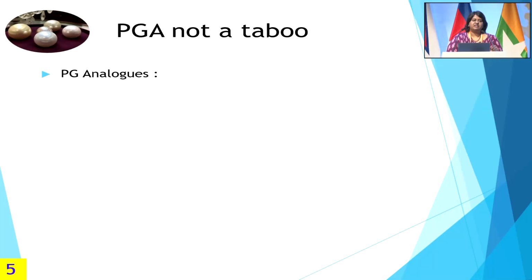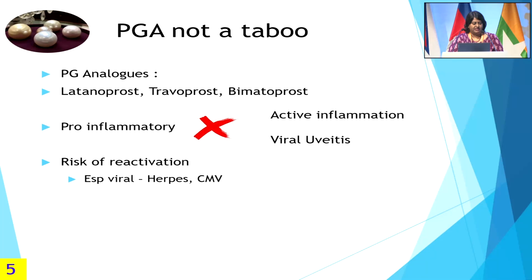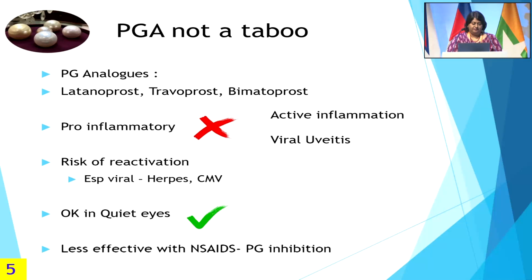Then the other pressing question is: are prostaglandin analogs useful in uveitis or not? Definitely prostaglandin analogs like latanoprost, travoprost and bimatoprost are pro-inflammatory, agreed, and should not be used in active inflammation and viral uveitis because they definitely increase the risk for reactivation, especially in herpes and CMV viruses. There is risk for reactivation and they should not be used. But they are quite okay to be used in white eyes and non-infectious types of uveitis.